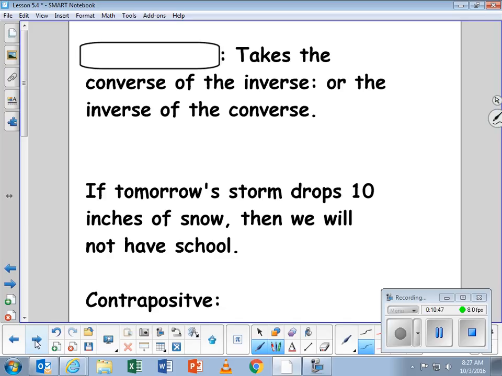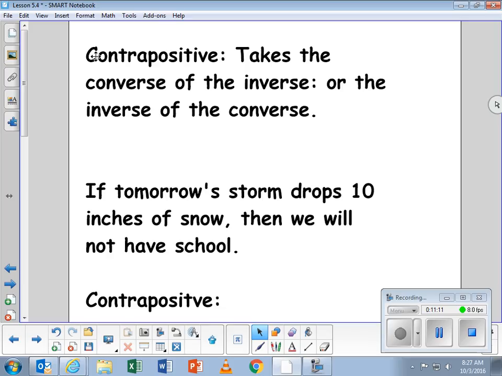Let's move on. What did we say we were going to talk about today? Contrapositives. What else? Negations and inverses. What have we talked about so far? Inverses and negations. What do you think's left?